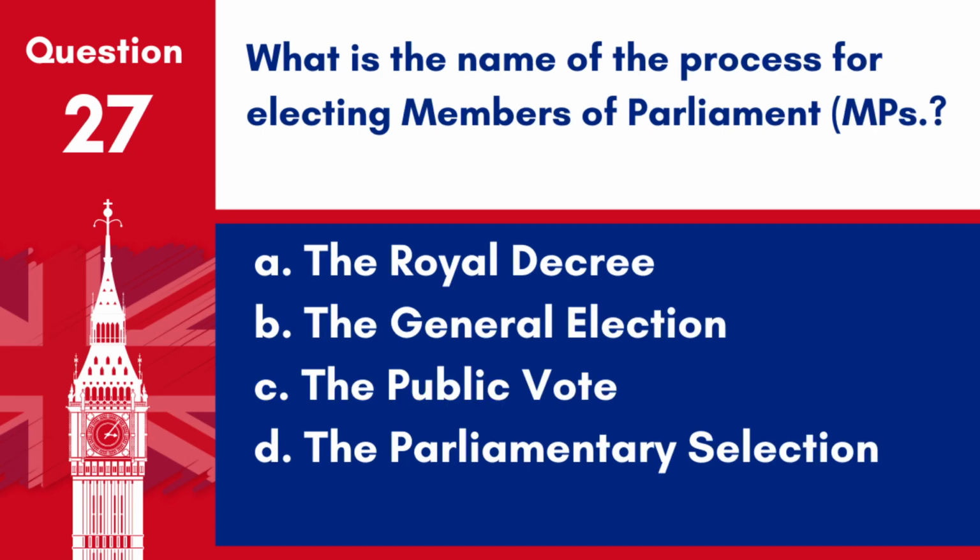Question 27. What is the name of the process for electing members of Parliament, MPs? A. The Royal Decree. B. The General Election. C. The Public Vote. D. The Parliamentary Selection. Answer: B. The General Election. The process for electing members of Parliament, MPs, is called the General Election.